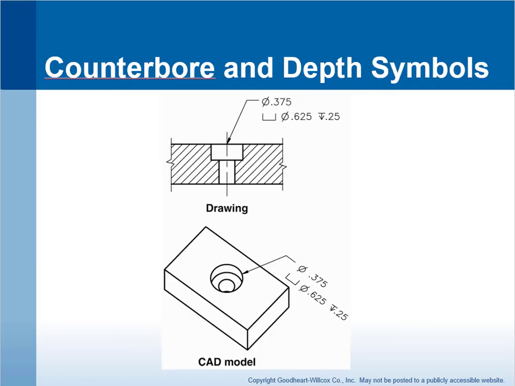Next one we're going to talk about is the counterbore. The counterbore and depth symbols. Okay, so what we're looking at here is a hole, a diameter .375, and that hole has a related feature. It is a counterbore. The diameter of the counterbore is 0.625, and the depth of that counterbore from the upper surface of the part is 0.25, quarter inch. Okay, that's how we dimension a counterbore.